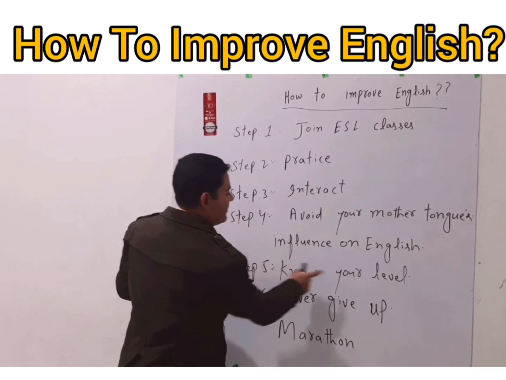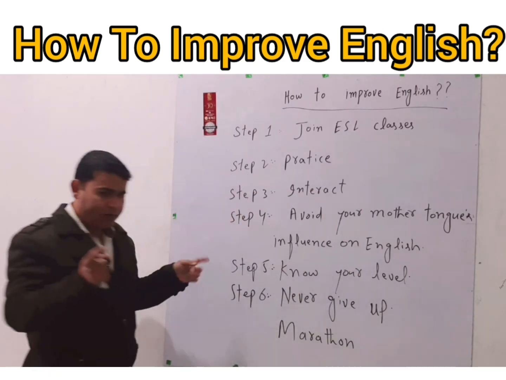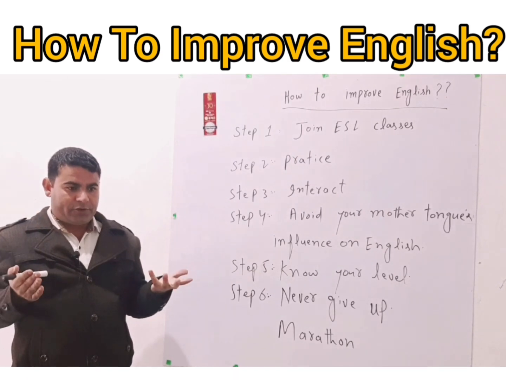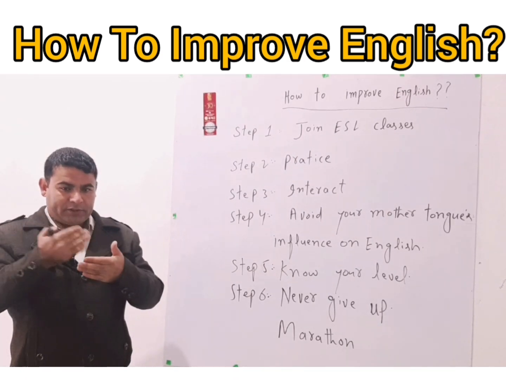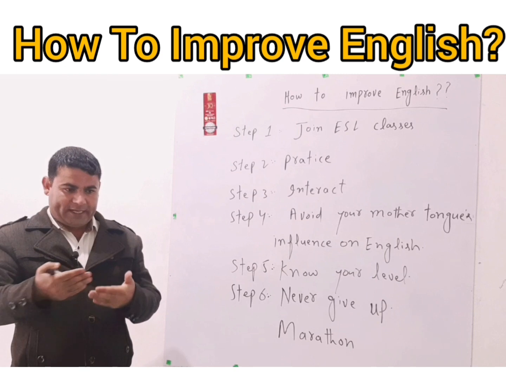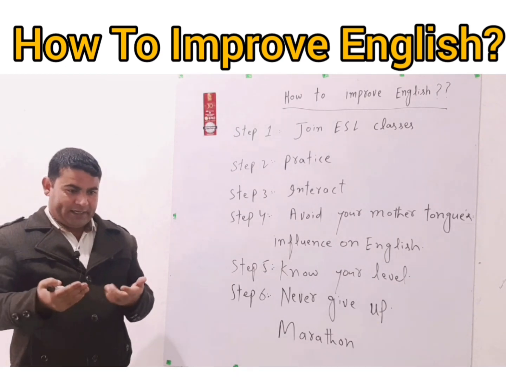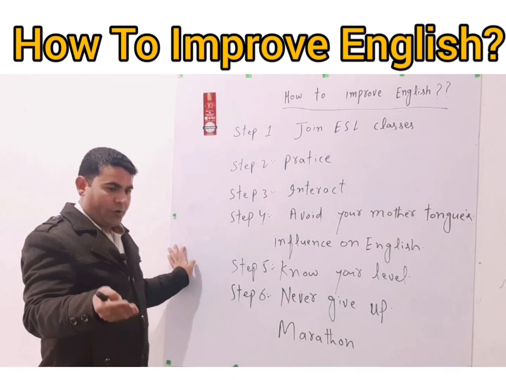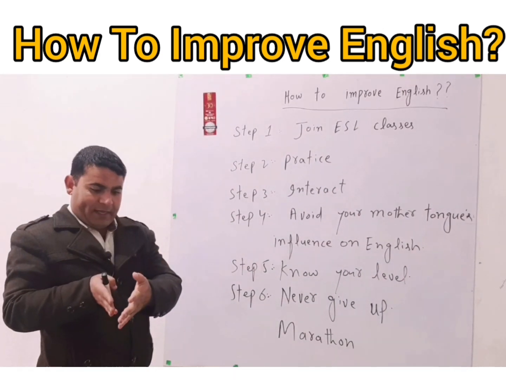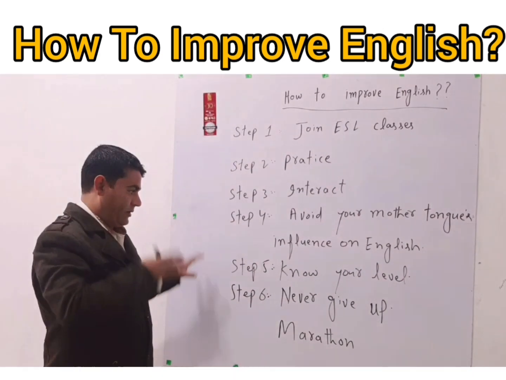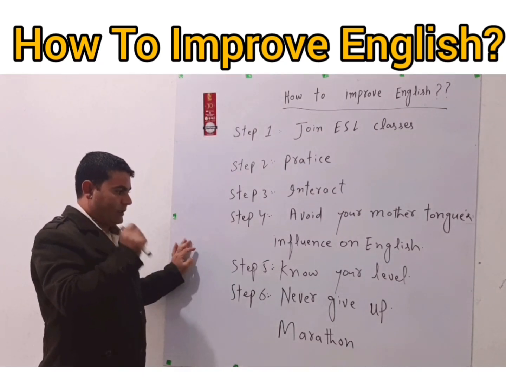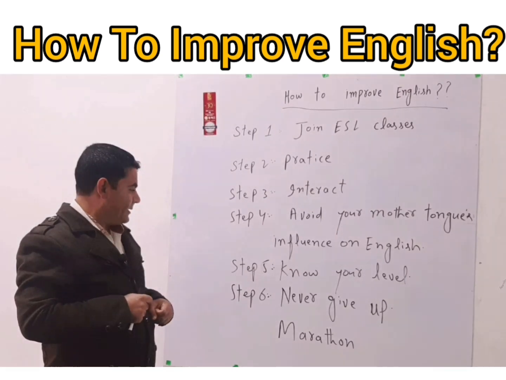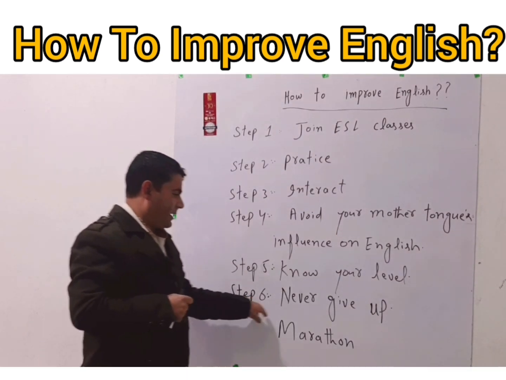Step number five, know your level. First of all, you should do self-assessment, to see what level you are. For example, you should ask someone, go to an instructor, or find an online test which will tell you whether you are a beginner, an intermediate, or an advanced student. So when you know your level, then you will know how much time you will have to spend in learning English, right?